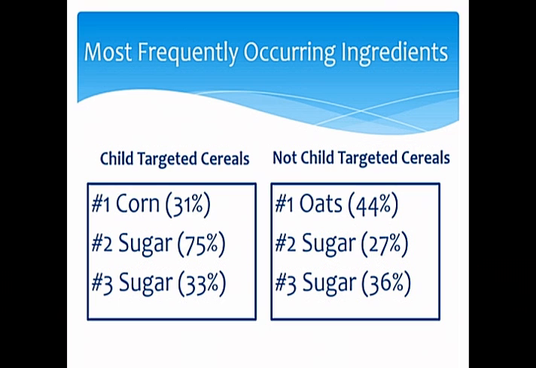Very shocking results. In terms of the most frequently occurring ingredients on the ingredients list, corn was the number one ingredient for child-targeted cereals, followed by sugar in second place. 75% of them had sugar as their second ingredient, and 33% had sugar again as the third ingredient. We saw a similar profile with the not child-targeted cereals, except the first ingredient was different, starting with oats, and then sugar in the second and third position came up the most frequently.